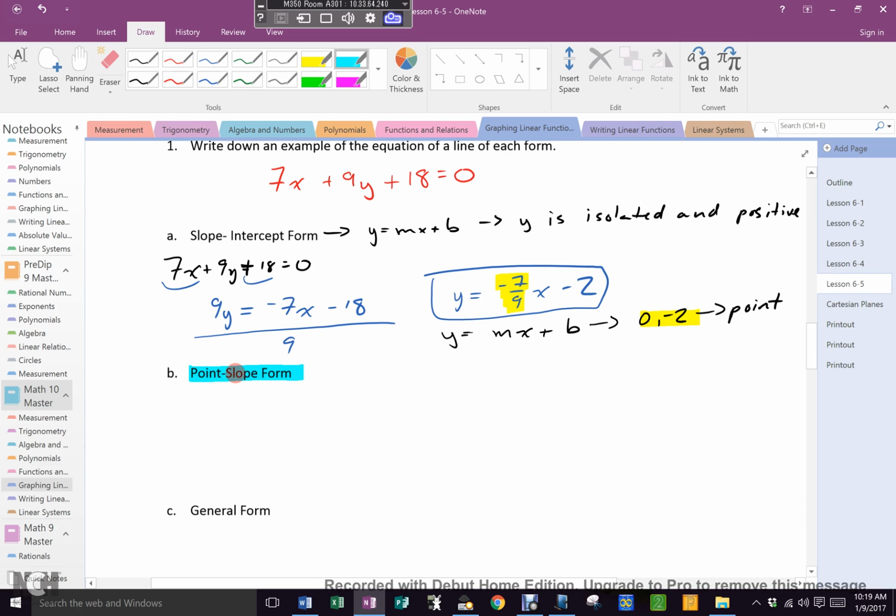So, do I have a point and a slope? Yes. Point slope form looks like this: y2 minus y1 equals m times x2 minus x1. And remember, these are the graph points. But what is the thing we had to remember about it? Yeah, they're opposite.